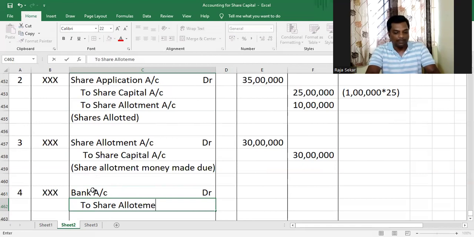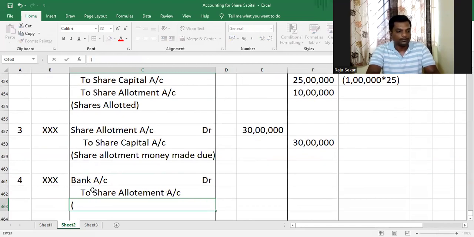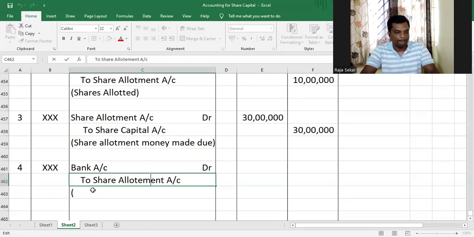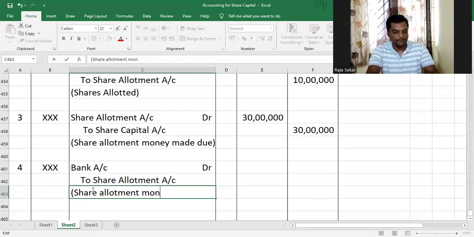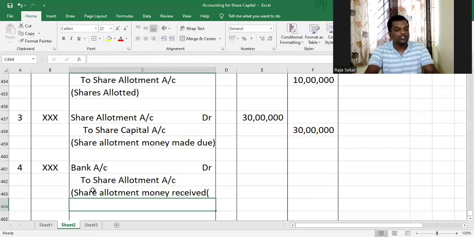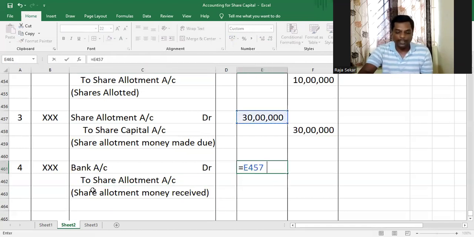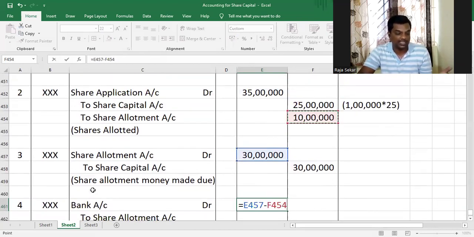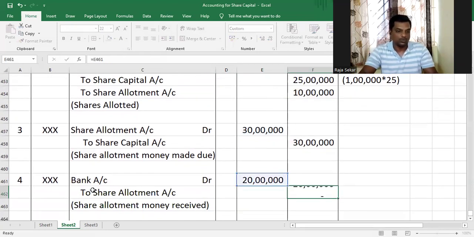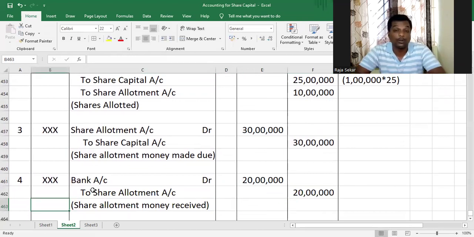So this journal entry will be passed with no change in the journal entry as such. The amount would be the total amount made due minus whatever excess application money is already available with the company. In this case, it is 10 lakh. We've already credited share allotment with it, so when we're receiving, we will only be receiving 20 lakh rupees because they've already paid 10 lakh rupees, the same shareholders who made those extra applications.